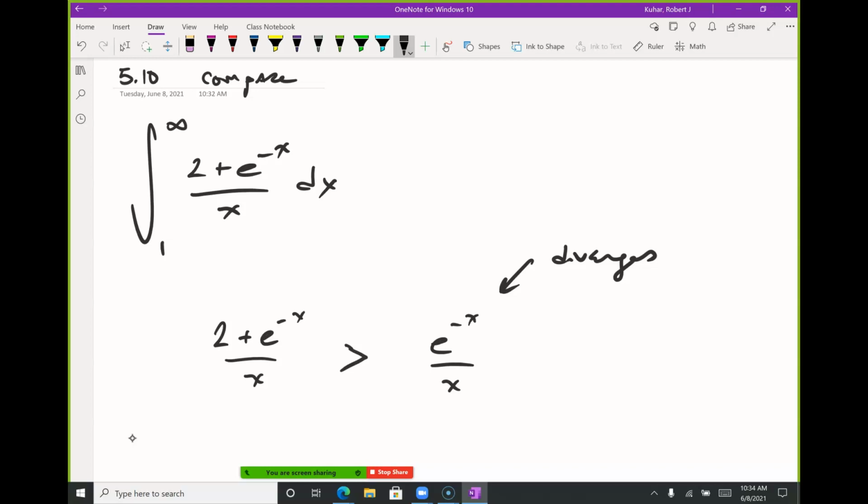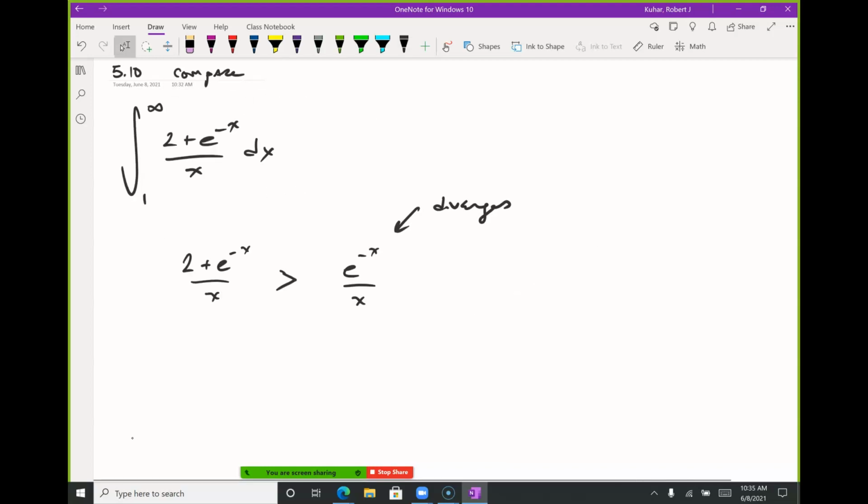But clearly there's a mother function already downstairs, and upstairs there's a function plus some constant. So I'm saying let's strip it down to the thing that's really controlling. The thing that's really controlling the numerator is the function e to the minus x. So we want to know if this particular piece diverges or converges, right? So I want to look at the integral from 1 to infinity of e to the minus x over x dx.